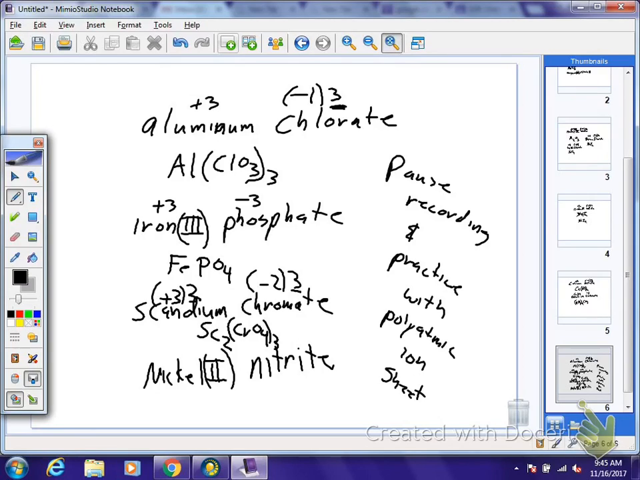And then I'm running out of room, so I'm going to write nickel. I'll do it, you guys can see. Nickel +2, nitrite -1. I need 2 of those -1s. So it's Ni, not 2. I only need 1 of them. And NO2, 2. On that. Okay?